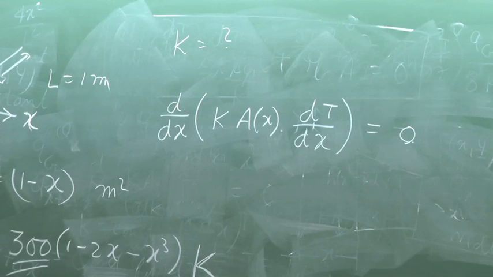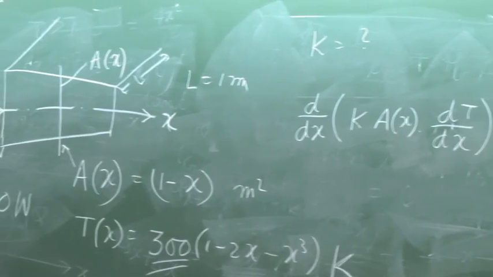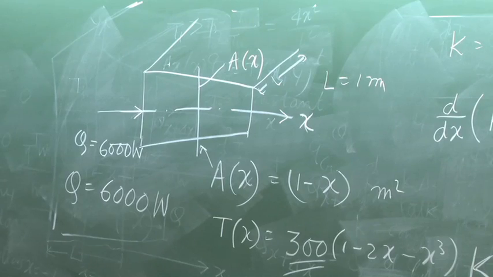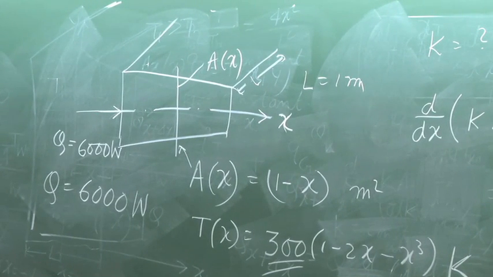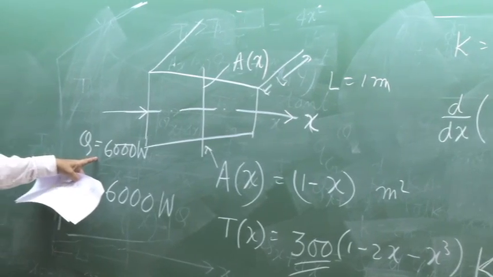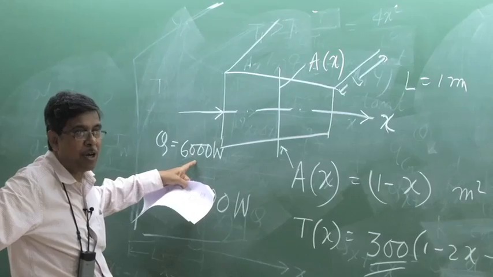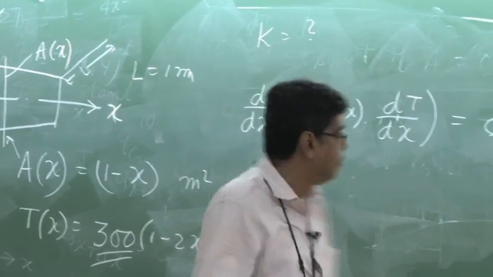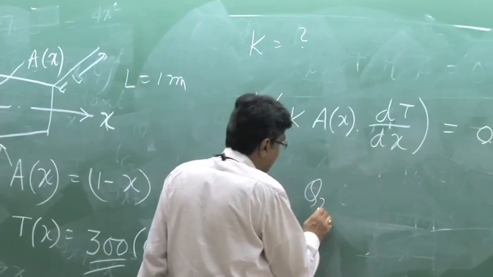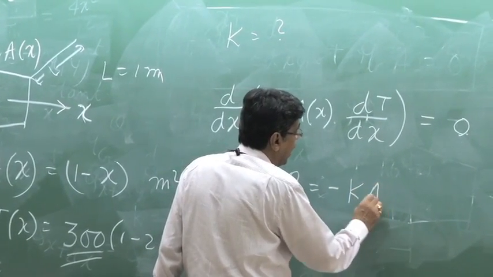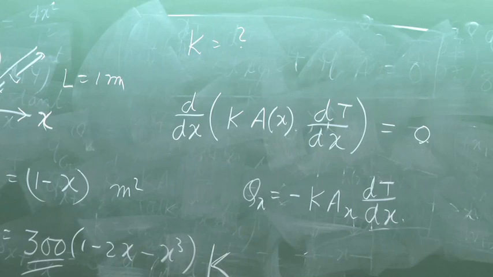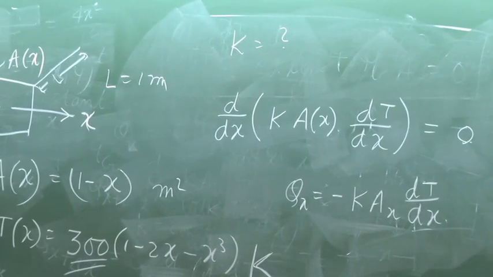That means K A(x) dT/dx is constant. But we are not interested in the temperature distribution. Temperature distribution is known. So we are not interested in this. So what we have to do to find out the K? We know the total heat transfer, not heat flux. I am sorry, here the heat flux will not be constant because it will be times the area. The total heat transfer will be constant. That means Qx, we have to use this equation, is minus K A(x) dT/dx. Because Qx is given, we write this equation and find the value of K.